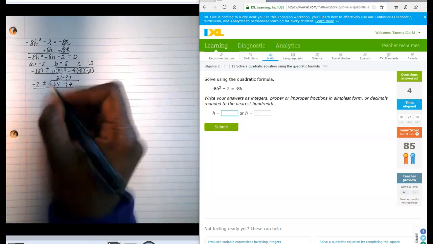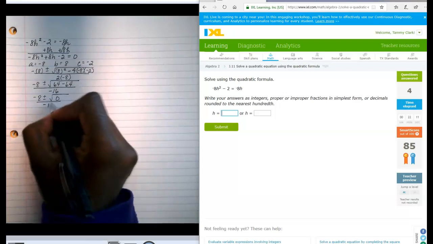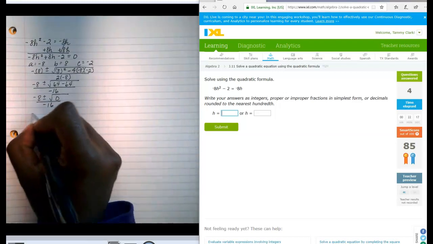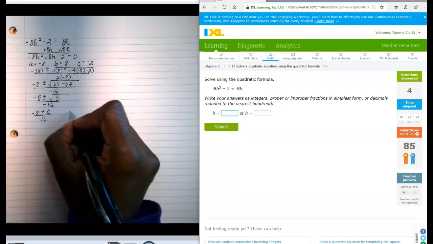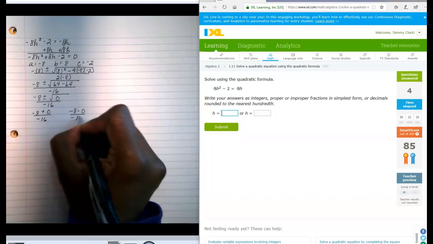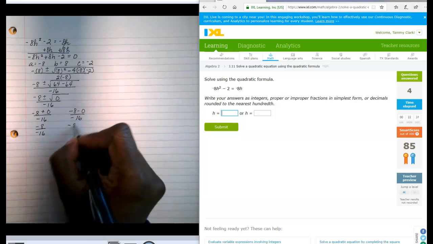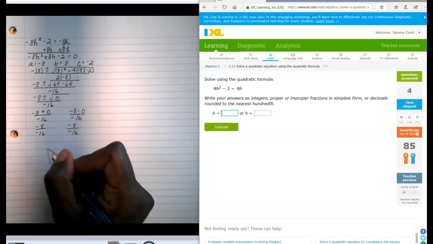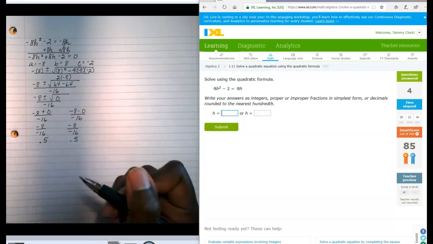All over negative 16. And so we've got negative 8 plus or minus the square root of 0 divided by negative 16. So we know the square root of 0 is 0. So we've got really negative 8 plus 0 divided by negative 16, and negative 8 minus 0 divided by negative 16. Well, this would be negative 8 over negative 16, and this would be negative 8 over negative 16. So in this case, what this would be as a decimal is 0.5, and this also would be 0.5.